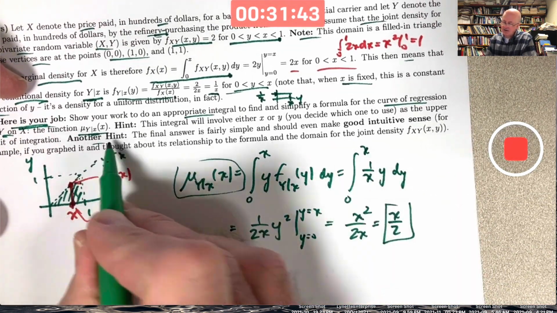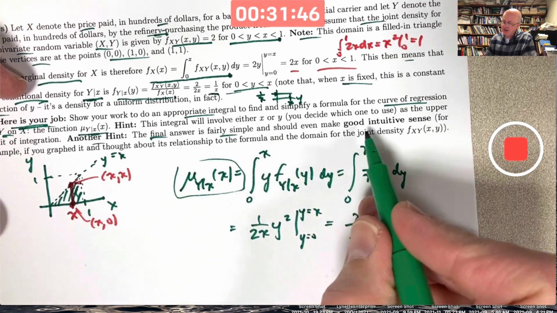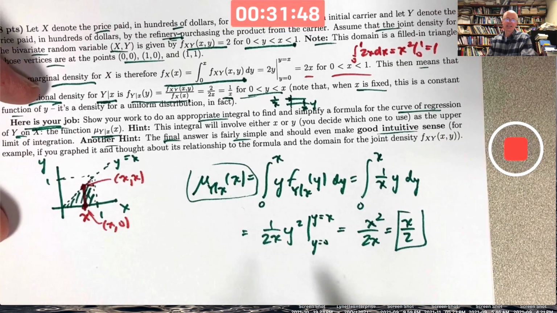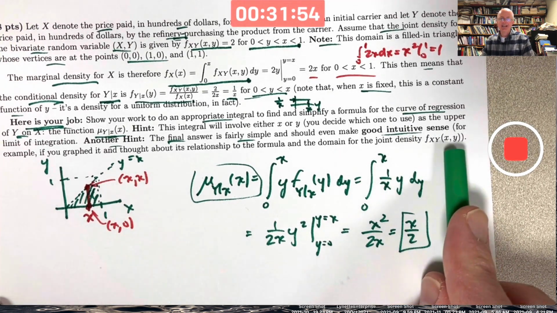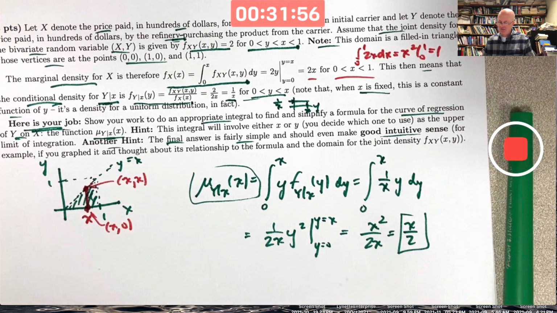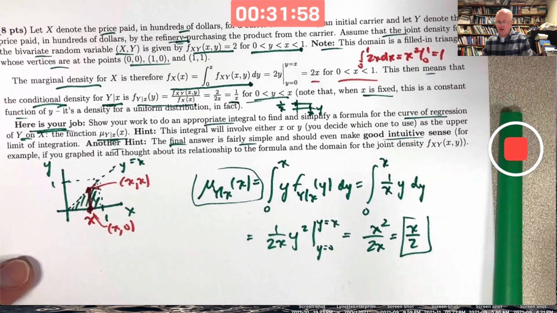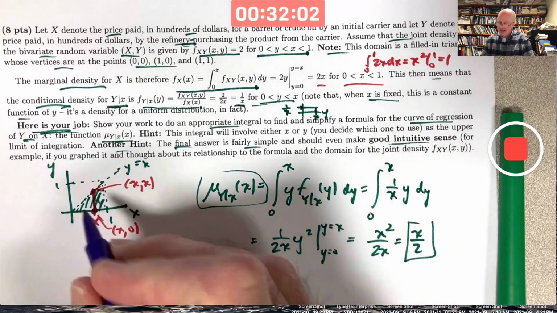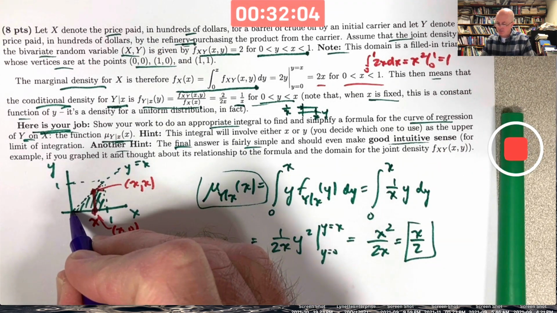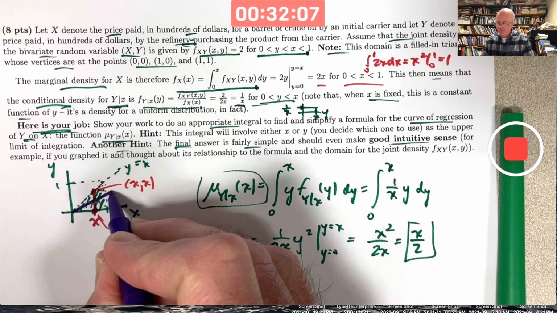I do say, here's another hint, the final answer is fairly simple and should make good intuitive sense. For example, if you graphed it and thought about the relationship to the formula for the joint density and its domain, why does this make good sense? If I graph this function of x, it's going to be a line through the origin with the slope of 1/2. It's going to look like this.